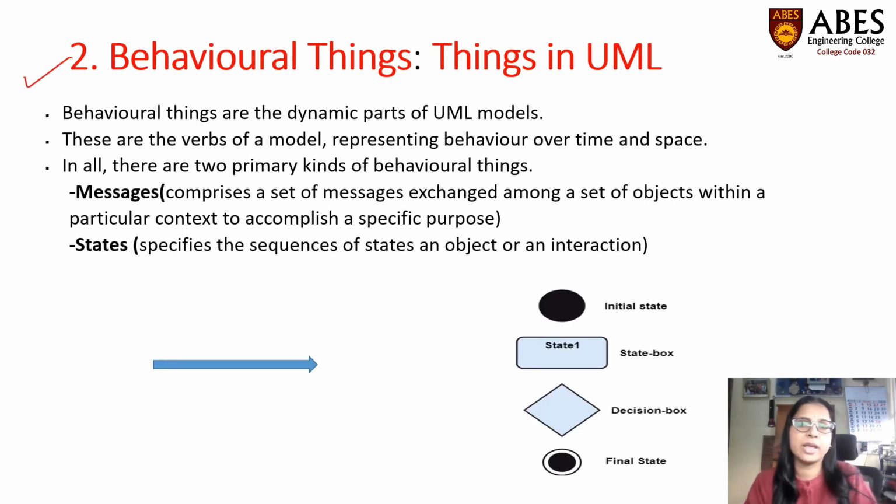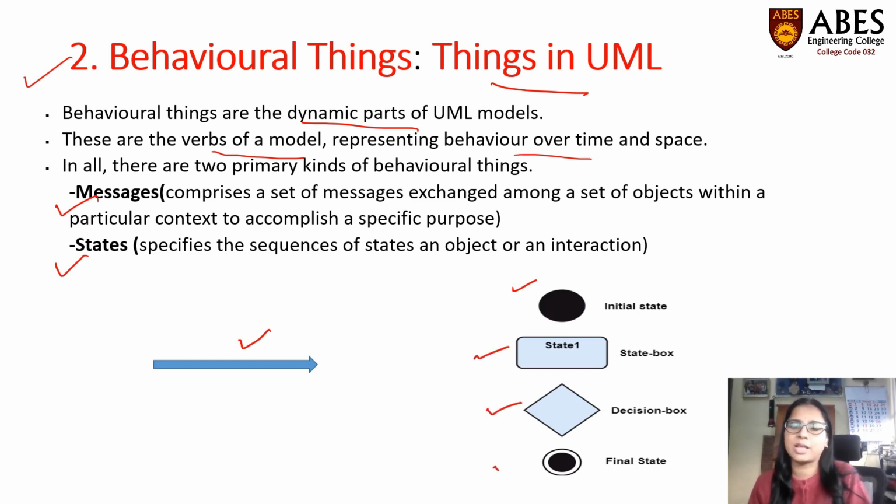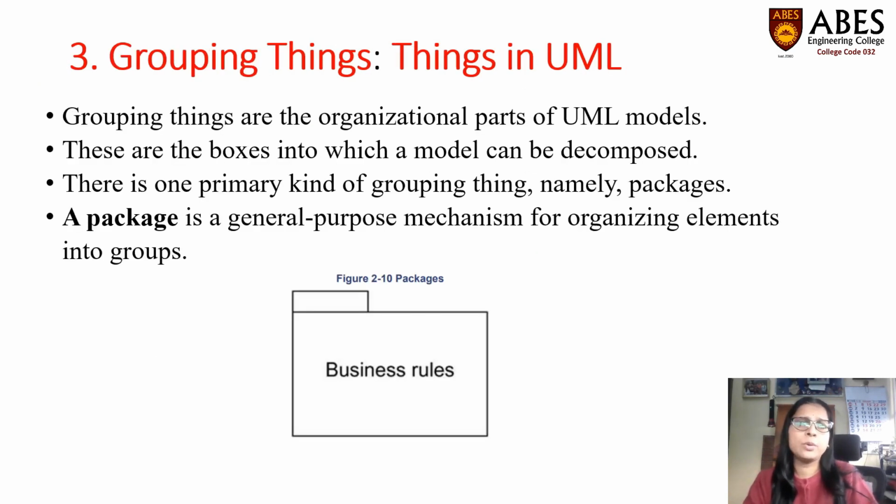We have behavioral things, which are things in UML. Behavioral things represent the dynamic part of the UML model. These are the verbs of a model and represent behavior over time and space. There are two primary kinds of behavioral things, messages and states. When we try to show communication between objects or classes, we generally use these arrows to show the connection or association. And we have these different states, with symbols we use like this. This represents the initial state, this represents the state box, this is your decision box, and this is the final state.